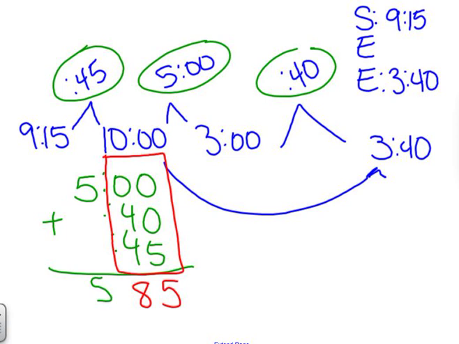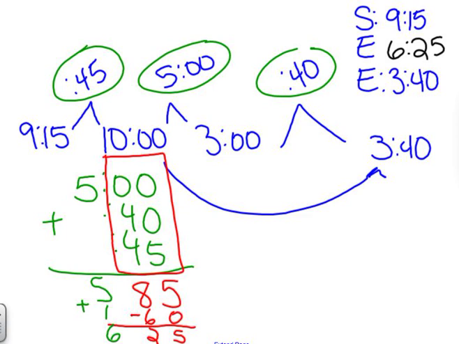Now I need to think, can I take an hour out of the minute side? How many minutes are in 1 hour? Since there are 60 minutes in 1 hour, I know I can take at least 1 hour away from the minutes. So if I take 60 minutes away, I'm left with 25 minutes. And I'm going to take that 60 minutes and add it to the hour side as 1 hour. So now I have 6 hours and 25 minutes. And that is the total time I am in school for that day, or the elapsed time is 6 hours and 25 minutes.